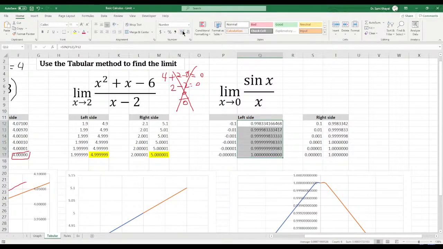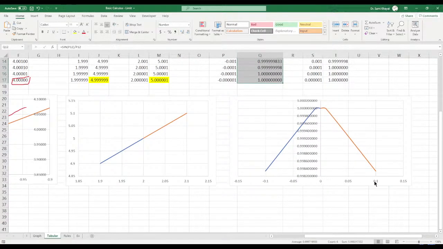Let's add more decimals. You can see it's approaching 1. If you go more, it will keep approaching 1. And now if you come from the other side, to 0 from 0.1, 0.01 and so on, it will end with 1 actually. If you give more data, you can see it is smoother, because it's going down like that.